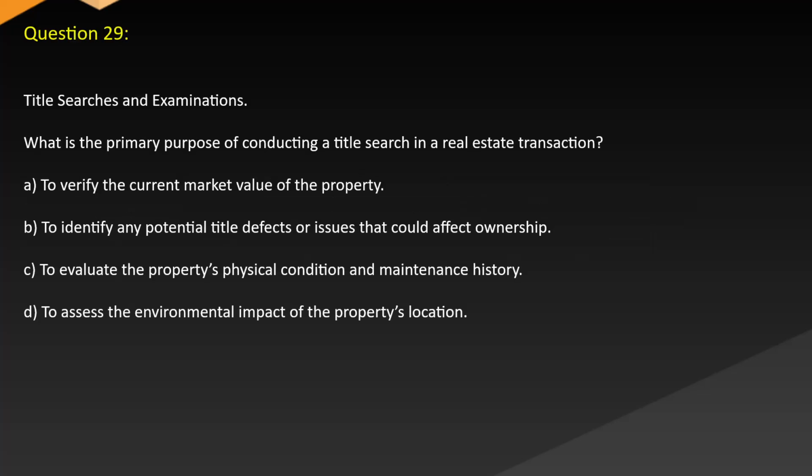Question 29. Title searches and examinations. What is the primary purpose of conducting a title search in a real estate transaction? A. To verify the current market value of the property. B. To identify any potential title defects or issues that could affect ownership. C. To evaluate the property's physical condition and maintenance history. D. To assess the environmental impact of the property's location.